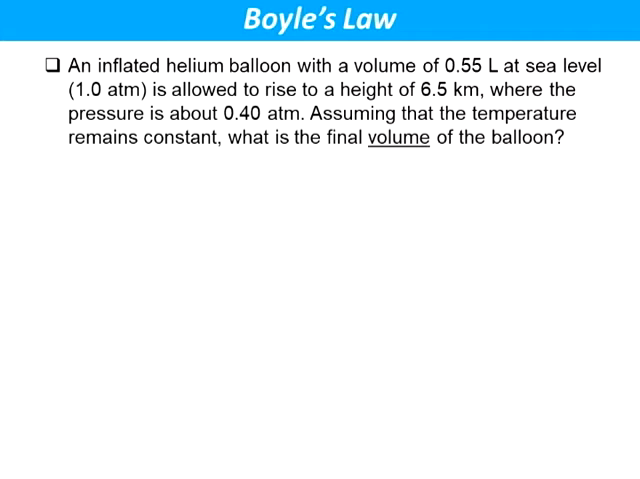Here's the problem. An inflated helium balloon with a volume of 0.55 liters at sea level, and sea level is 1 atmosphere, is allowed to rise to a height of 6.5 kilometers, where the pressure is about 0.4 atmosphere. Assuming that the temperature remains constant, what is the final volume of the balloon?